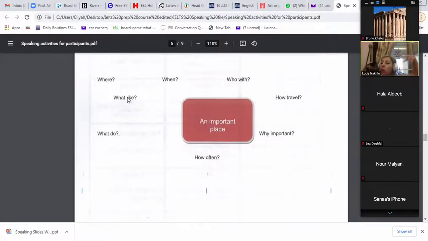I went on a trip with a group of friends. We took the bus from Beirut. We took the plane from Jordan. Make it up. Who cares? All the examiner cares about is the language delivered, not really the content as such.